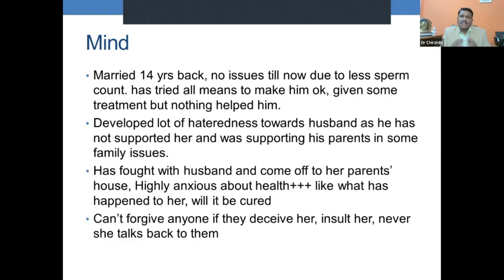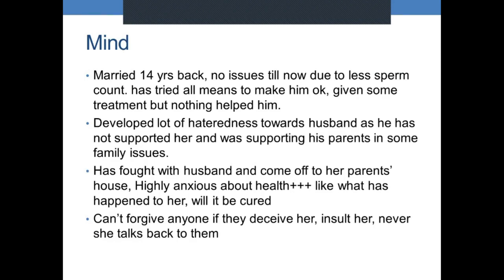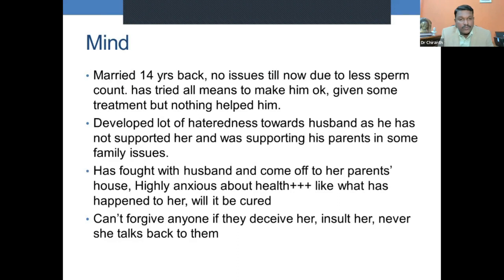And after prolonged conversation with the husband, a lot of frictions and confrontations, she developed a lot of hatred towards the husband. And this is how the story goes. As he's not supportive of her, he is supporting his parents, not interested in her and her personal problems. So she fought with the husband and came out of the house, and she was with her parents when she came to me.